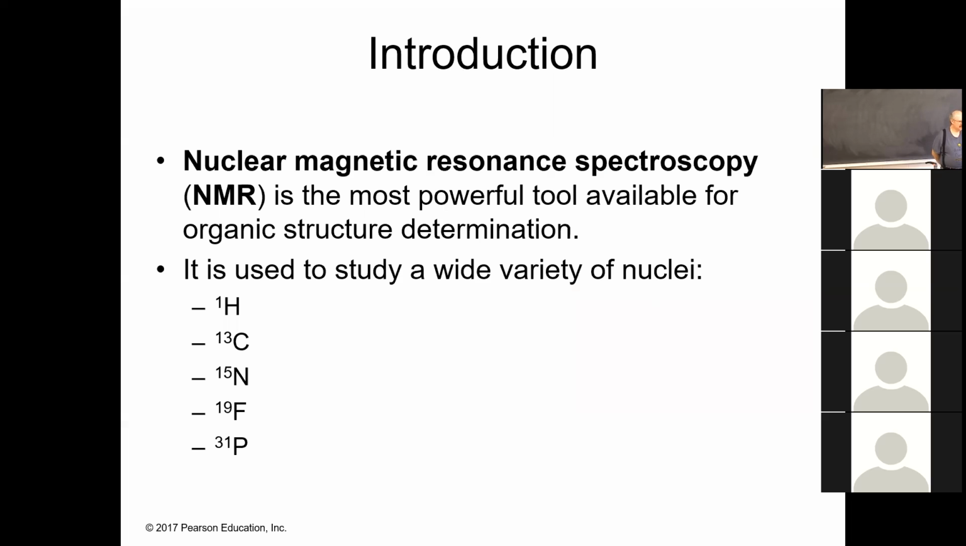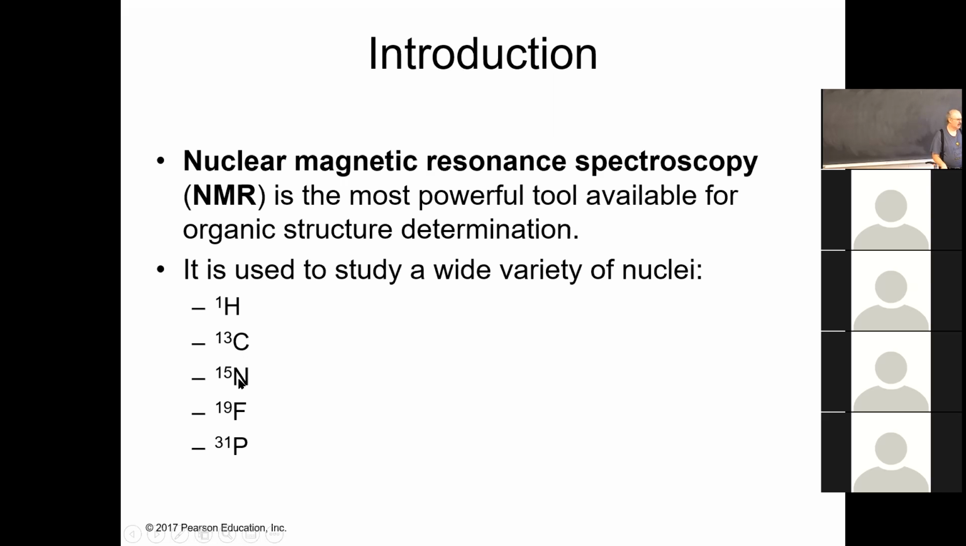Nuclear magnetic resonance spectroscopy, also called NMR, is the most powerful tool available for organic structure determination. In fact, this will give us a lot more information than infrared. There's a wide variety of nuclei that can be studied. These are just a few of them, some of the most common. But more than 90%, I would say, involves NMR of protons, or hydrogen-1. Carbon-13 is of interest to organic chemists.